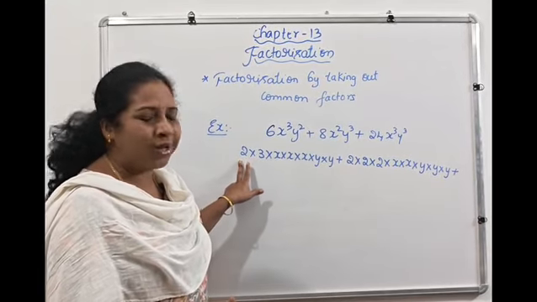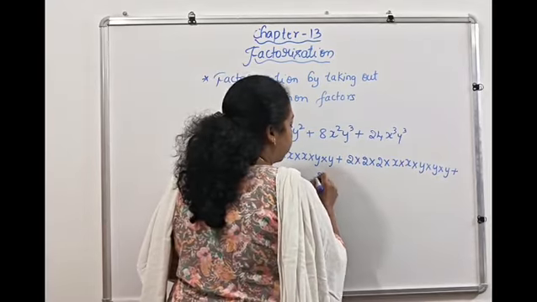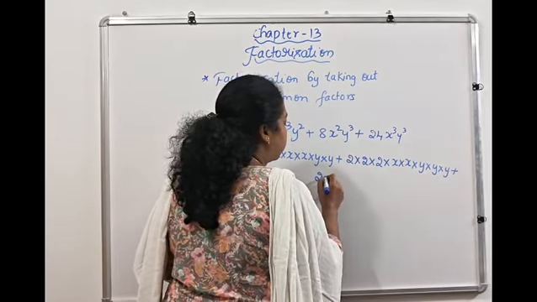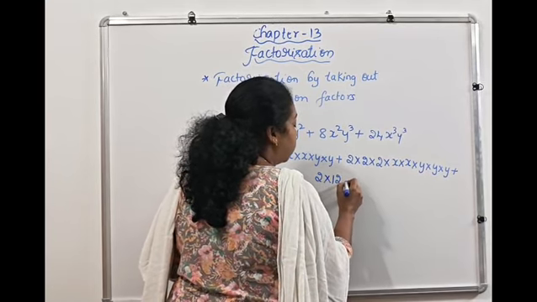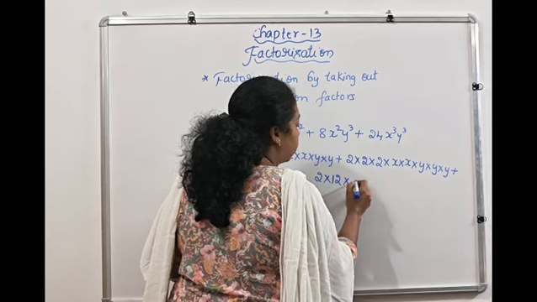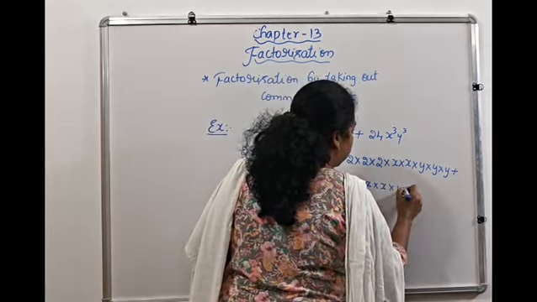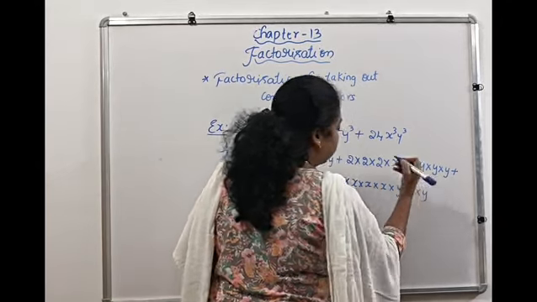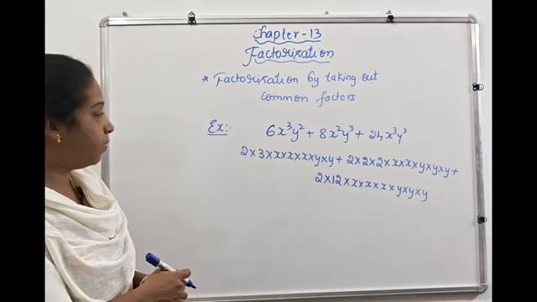Here only 2 is common. Shall I go for 2 into 12? Yes, let's check. 2 into 12 into x into x into x into y into y into y. So I split all the terms.